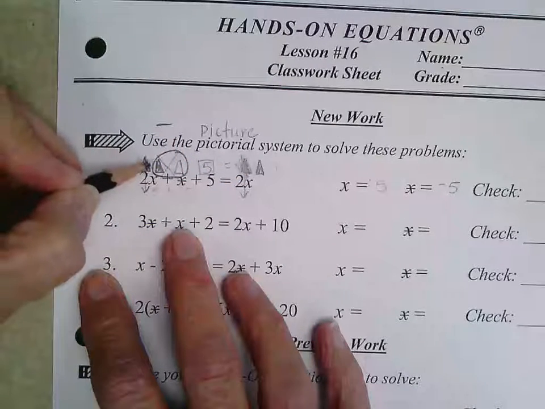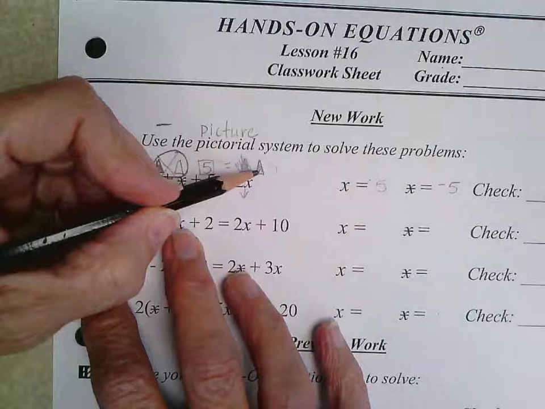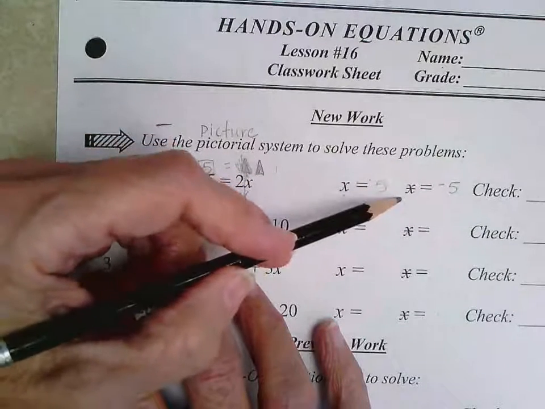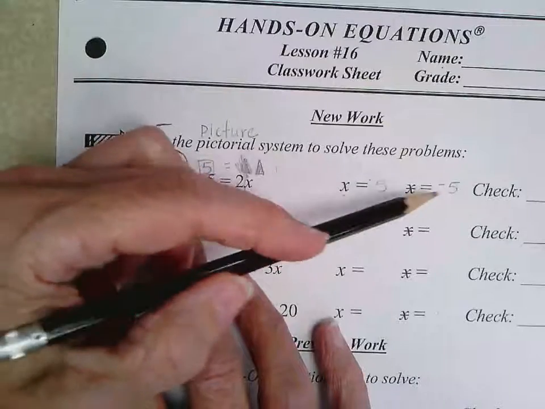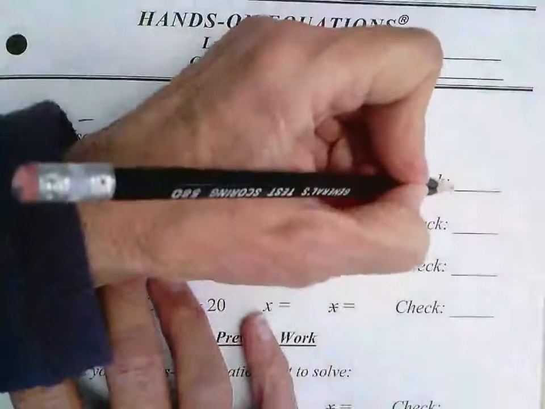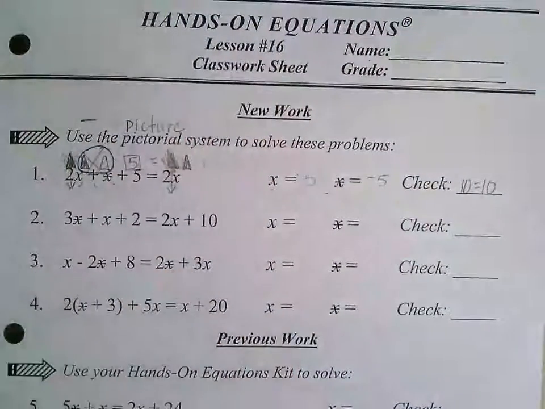And then I would only be left with a 5 block and a pawn. And that would mean that my X was 5, and my opposite of X is the opposite of 5, which is negative 5. So my check is 10 equals 10. Either of those ways would work.